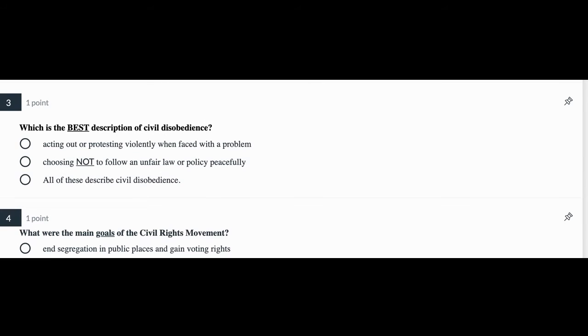Which is the best description of civil disobedience? Acting out or protesting violently when faced with a problem, choosing not to follow an unfair law or policy peacefully, or all of these describe civil disobedience.